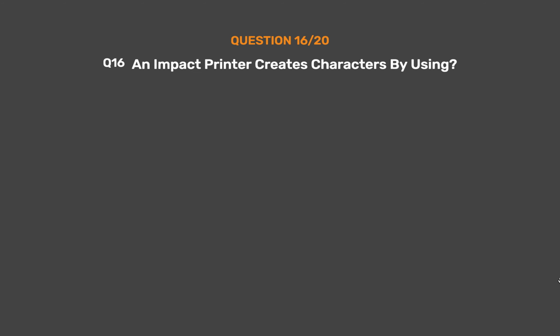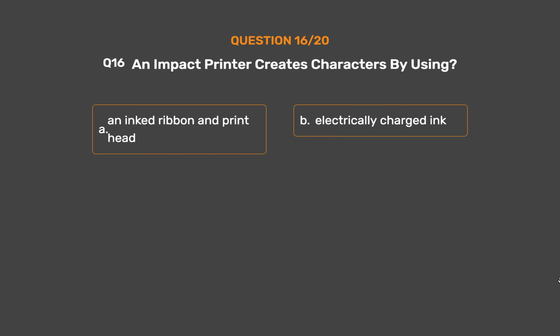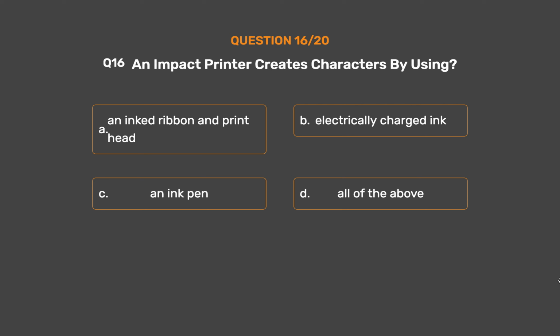Question number 16. An impact printer creates characters by using option A. An ink ribbon and print head. Option B. Electrically charged ink. Option C. An ink pen. Option D. All of the above.